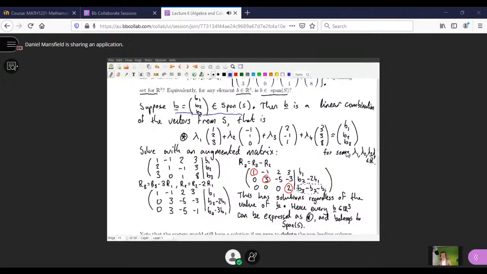This time, different set of vectors. We assume B's in the span. Turns out there's no restrictions on B. In fact, any value of B you can think of is going to be in this span, expressible as a linear combination of the vectors from S, like this.